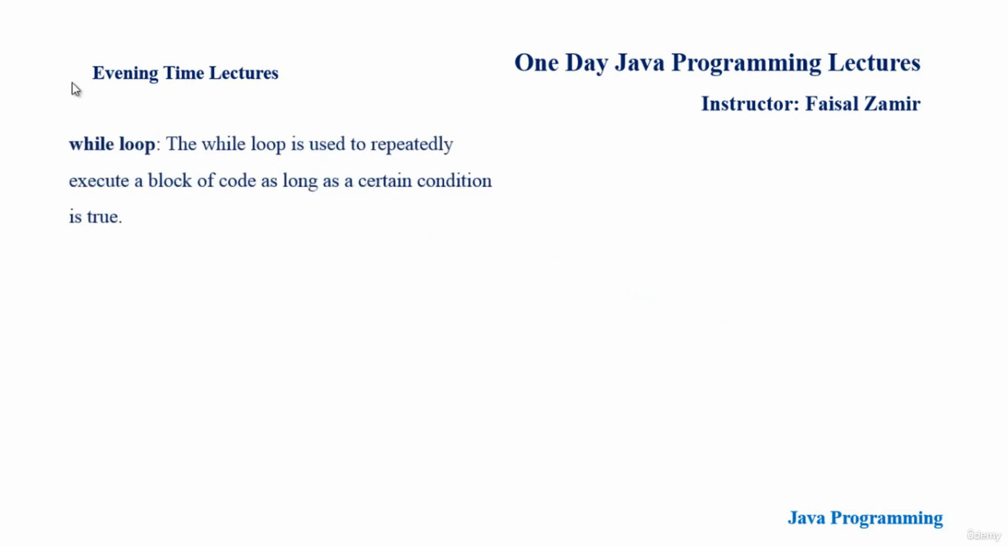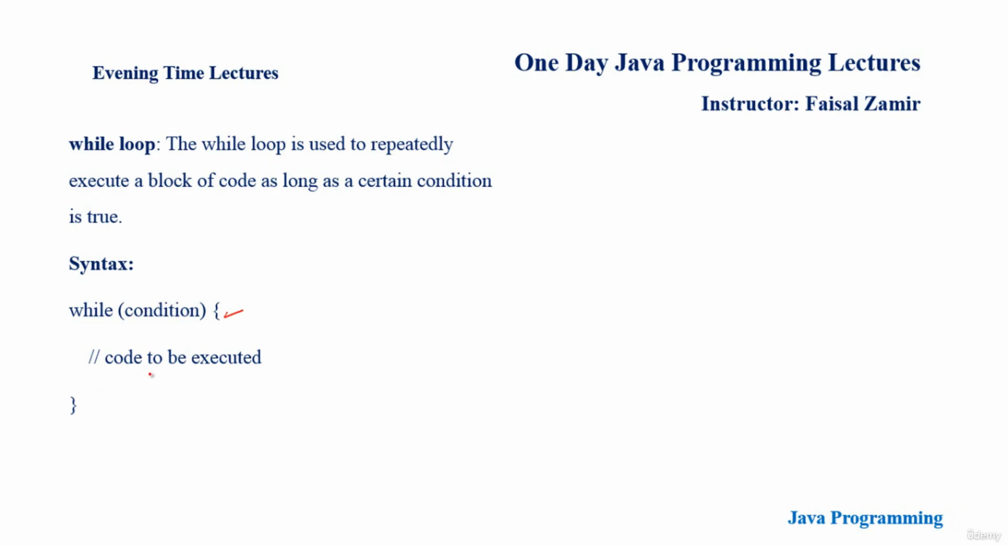While loop: the while loop is used to repeatedly execute a block of code as long as the condition is true. So when the condition is true, your block will repeat according to your condition. When your condition becomes false, it will stop executing your block. Syntax of while loop: you just have to write while, condition, and then starting curly braces and ending curly braces. Between them, you can write the code that you want to repeat.